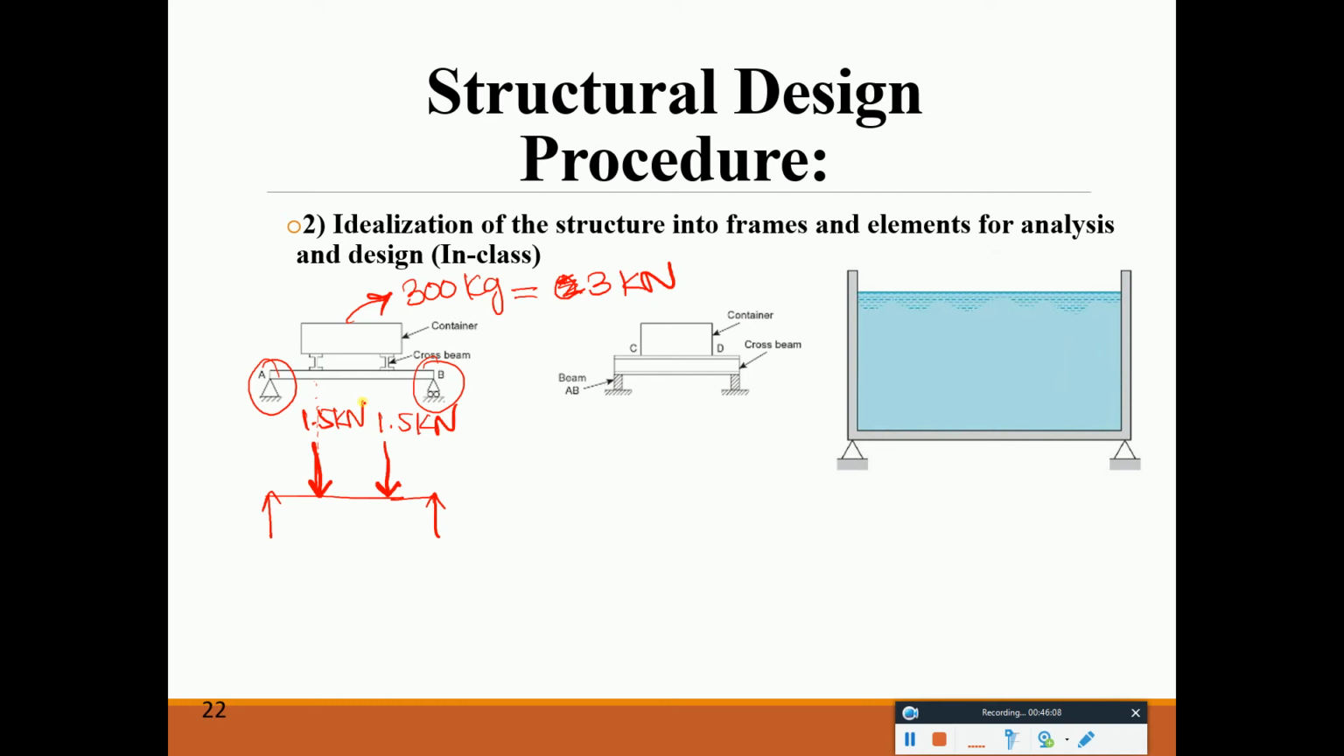Now the second one we are trying to draw is for the cross beam. So this is my cross beam. Cross beams are supported by one beam here and beam AB here. So we drew the support. After that we have a container. This container is starting from this particular position to this particular position. It's not available in this position, it's not available in that position. So this is how we are going to draw our idealization for this particular element.